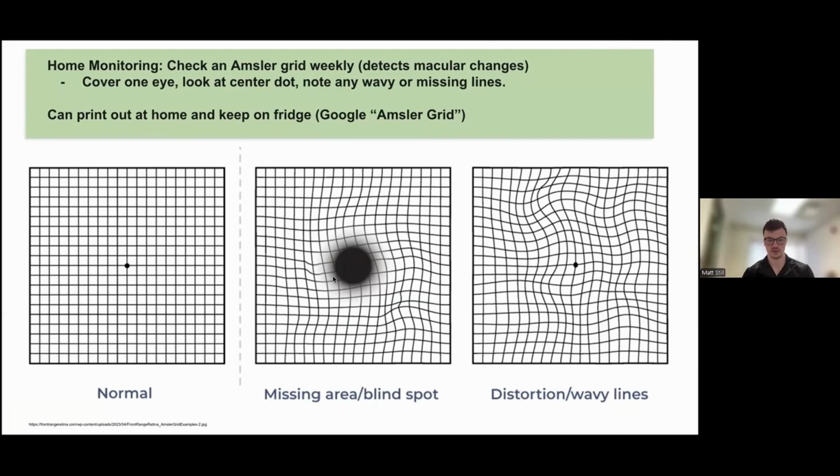And then if there were any issues with your eye, you may see what the middle is depicting here, which is either a missing area. You'll see like a black spot somewhere. Some of the lines may be distorted or curvy. And you can also see that on the right side as well, without that blind spot in the middle here.